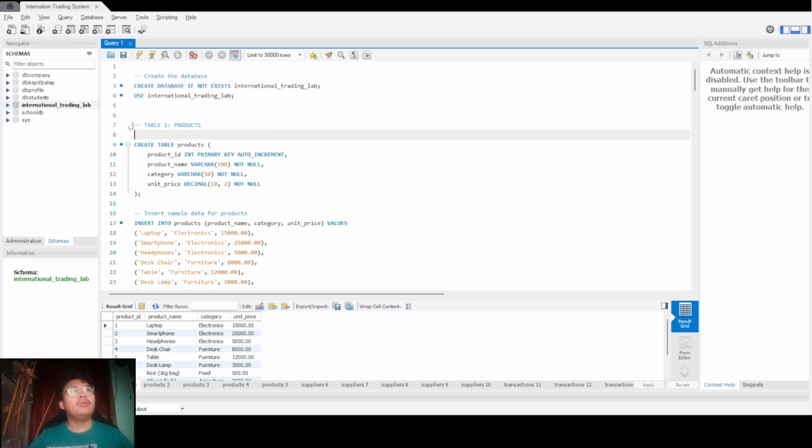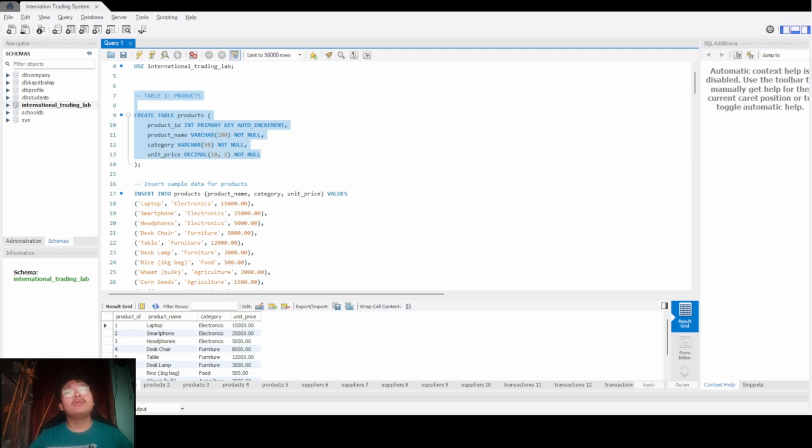The first table is products. The products table stores information about items that are bought and sold, and it has four columns. The first one is the product ID, a number that uniquely identifies each product. This is the primary key, which means no two products can have the same ID. The second one is the product name, the name of the product like laptop or rice. The third one is the category of products such as electronics, furniture, food, or agriculture. The last one is the unit price, the price of one unit of the product.